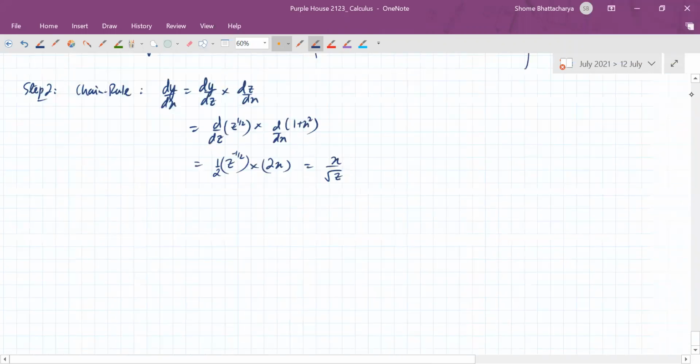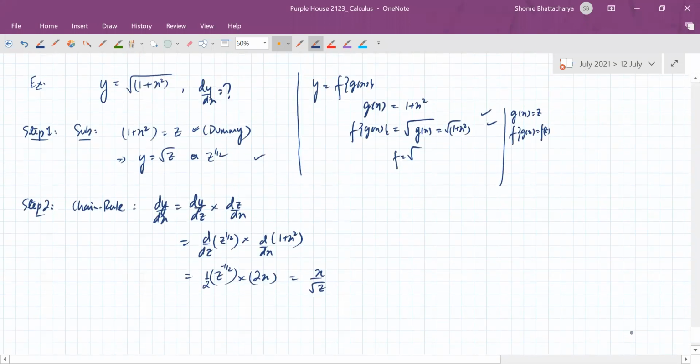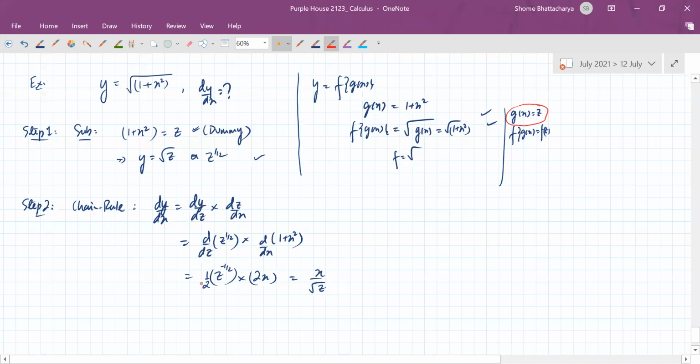Sir, how did you derive that 1 plus x square is equal to z? No, that is the substitution. We didn't derive it. That is the method, na? That g(x) has to be substituted as z. That's what I said, the first step. The inner function has to be substituted as a dummy variable. Okay, sir. Good.